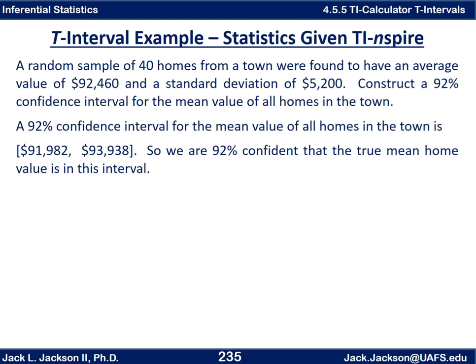Now, of course, what that means is, remember that the true mean value of all the homes is some number. That's a fixed number. It may change over time, but at this particular snapshot in time, that's a fixed number. So what's happening is we take different random samples of 40 different homes. We're going to construct various different confidence intervals. They're all the same confidence level, 92%. They all have the same N of 40.